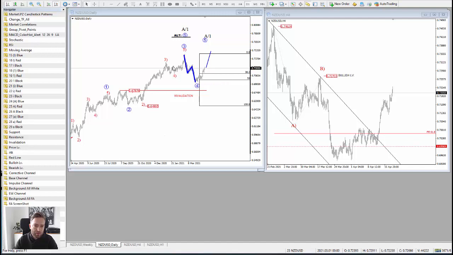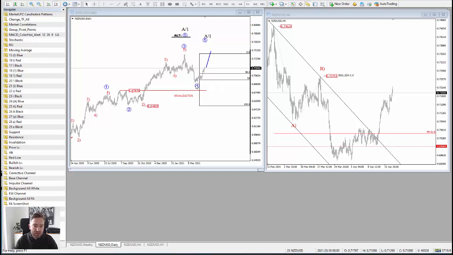We have seen a pullback of 50% compared to wave 2. The ideal would be 38.2% compared to wave 3, not wave 2. The ideal would be the 38.2%, but because wave 3 was quite similar to wave 1, that's why we have seen a little bit deeper retracement here.